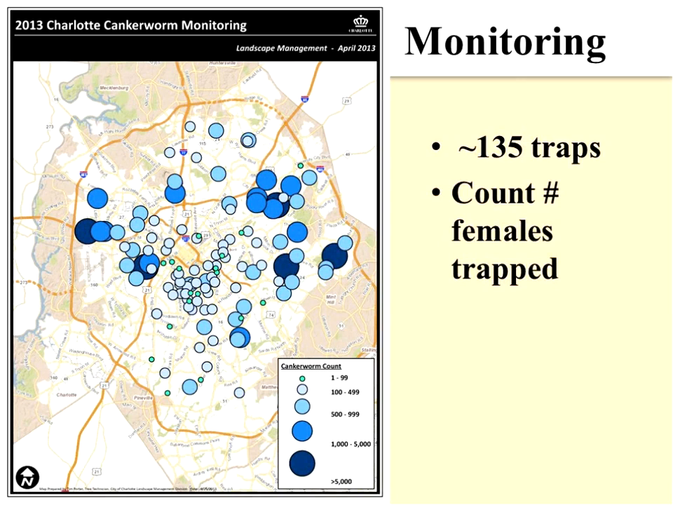So the City of Charlotte, we do monitoring. We put out about 135 bands that we kill back, and we count the number of females on those bands. So this little tiny green dot is 1 to 99. This Carolina blue dot is 100 females to 499. You can see how many of these traps that we had around the city that the Forest Service would say are outbreak status. And there's 2014 and 2015.